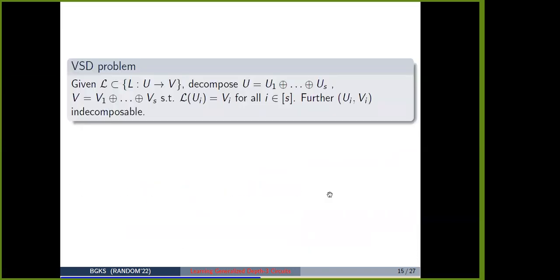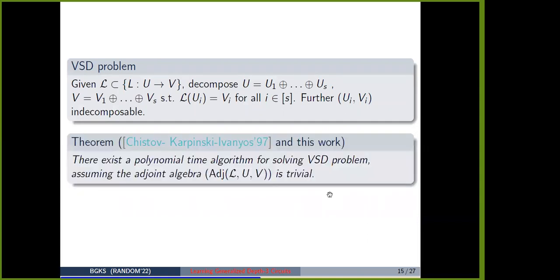So that's the vector space decomposition problem again. There are results by Chistov, Karpinski, and Ivanyos. And also we get a self-contained algorithm in our work: there exists a polynomial time algorithm which solves this exact vector space decomposition problem, assuming that the adjoint algebra is trivial. So if you have the adjoint condition with you, then you can solve this vector space decomposition problem.